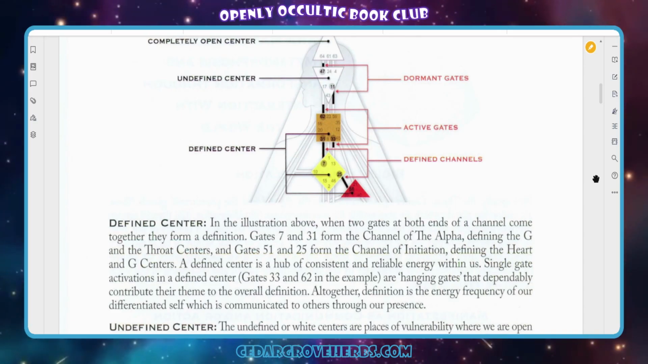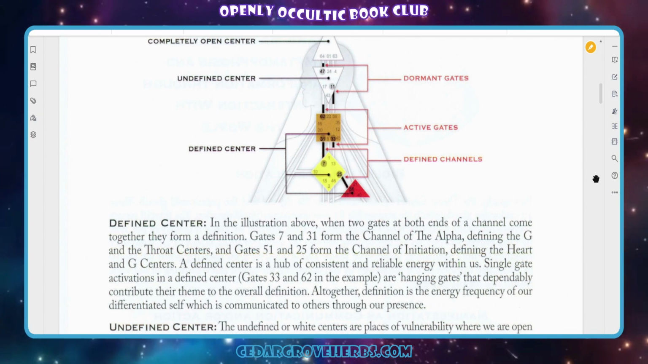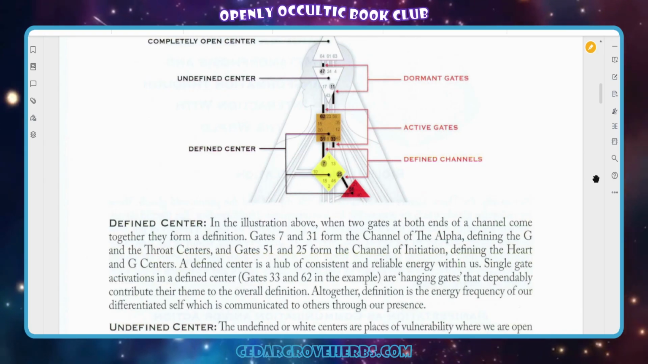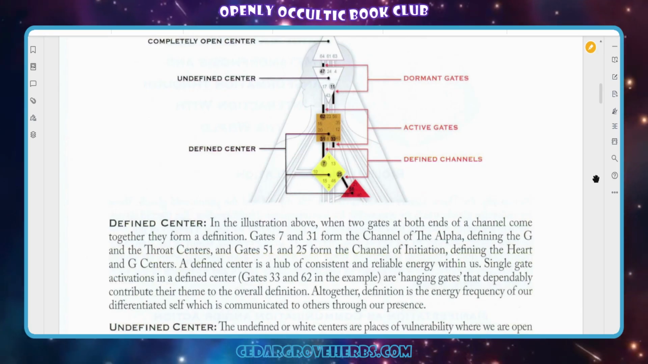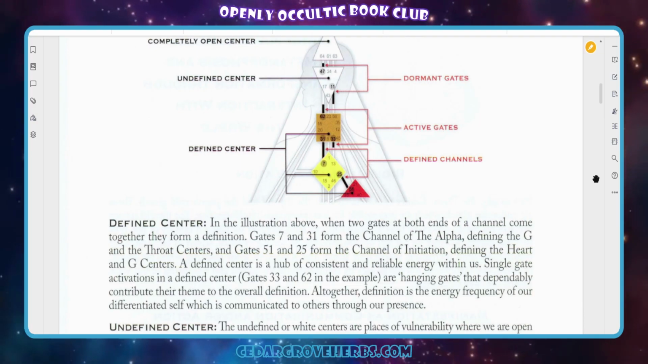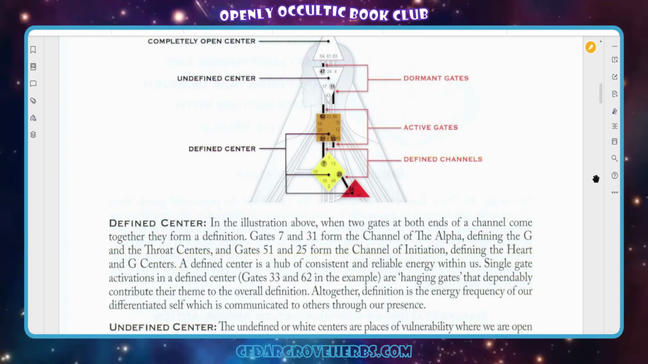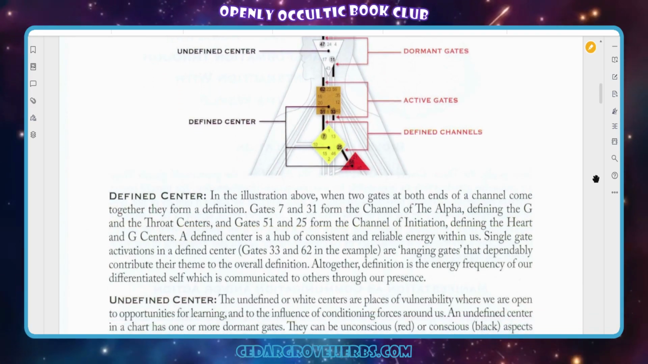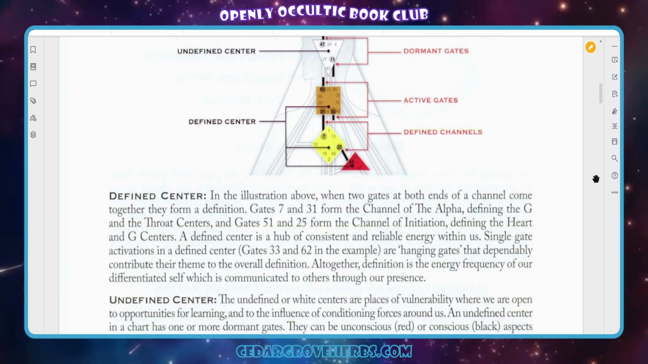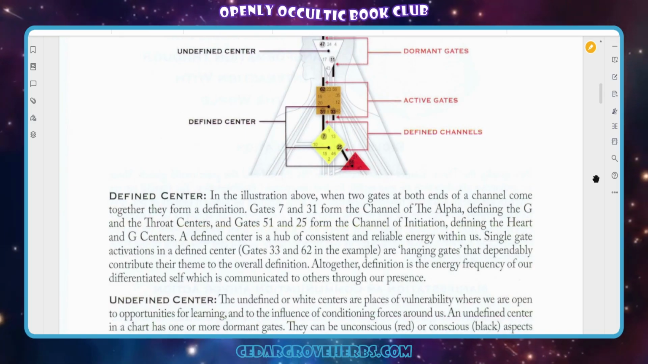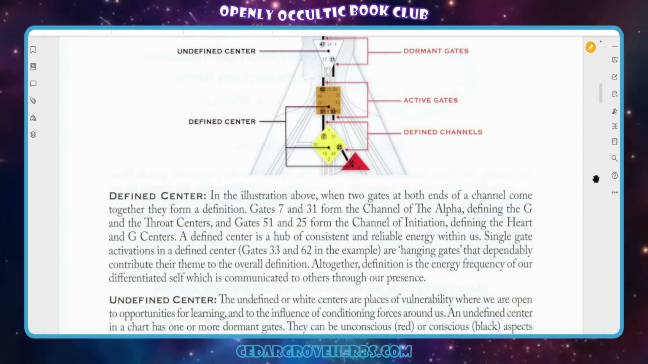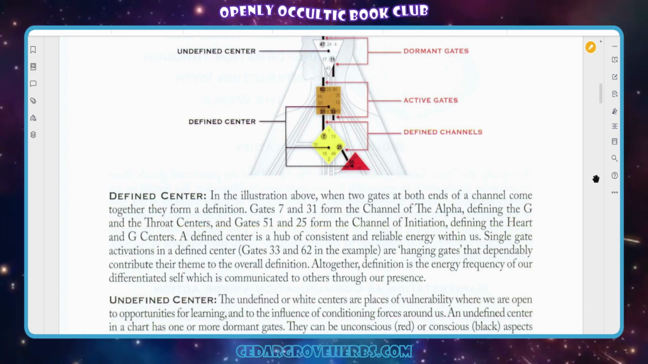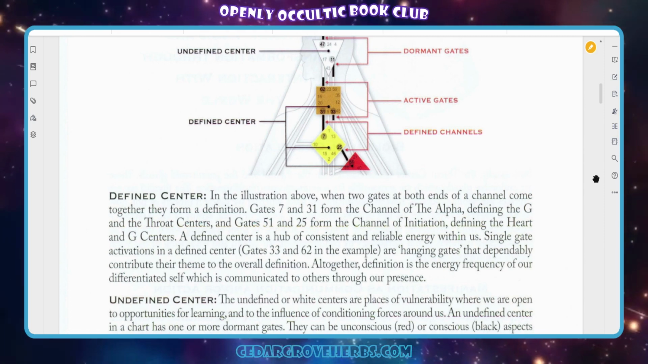It's not defined. So, single gate activations in a defined center, such as gate 33 and gate 62, are hanging gates that dependably contribute their theme to the overall definition, although definition is the energy frequency of our differentiated self, which is communicated to others through our presence. So if it has a single gate in a defined center, that's called a hanging gate.